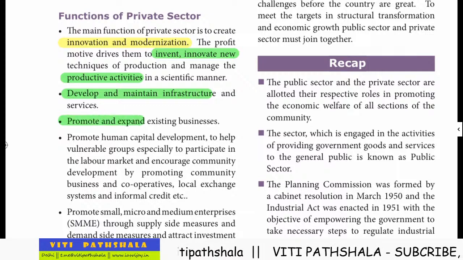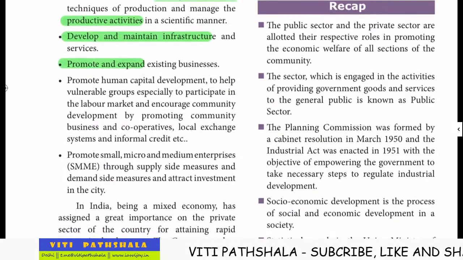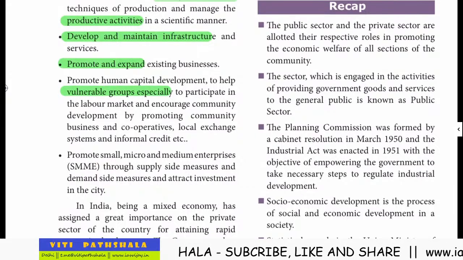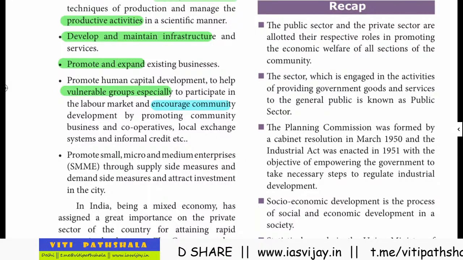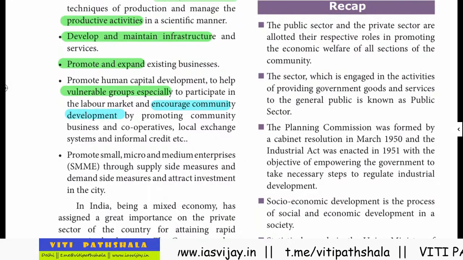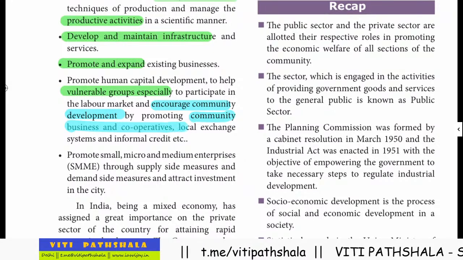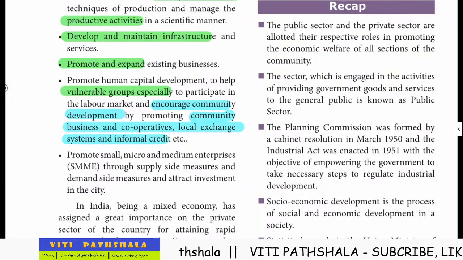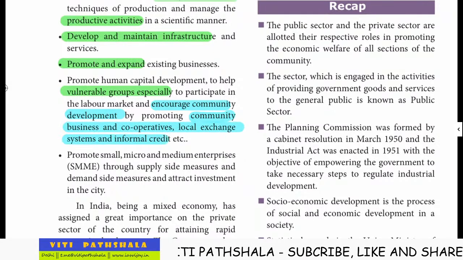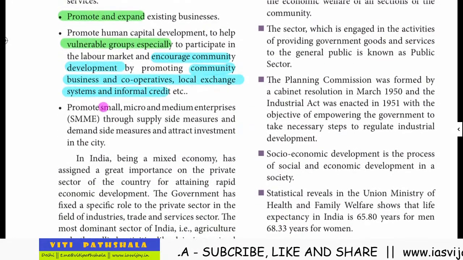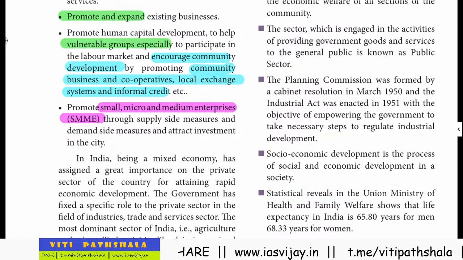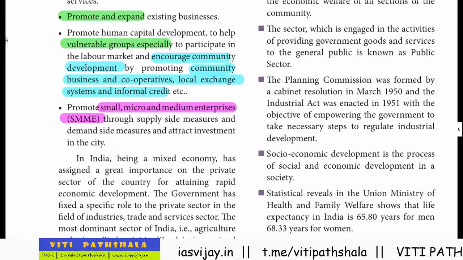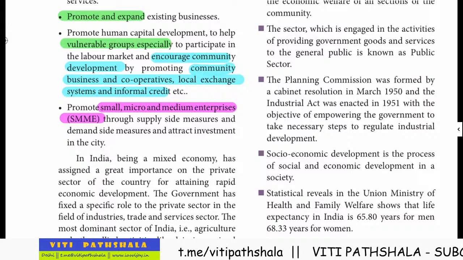Promote human capital development to help vulnerable groups, especially to participate in the labor market, and encourage community development by promoting community business and cooperatives, local exchange systems, and informal credit. Promote small, micro, and medium enterprises, that is the SMME, through supply side measures and demand side measures, and attract investment in the city.